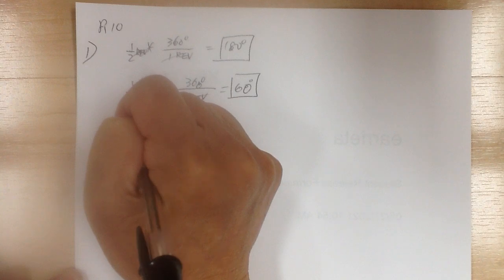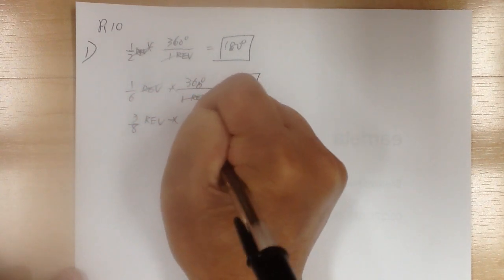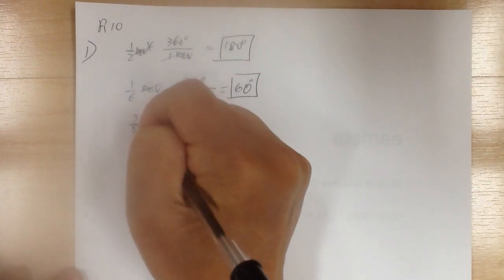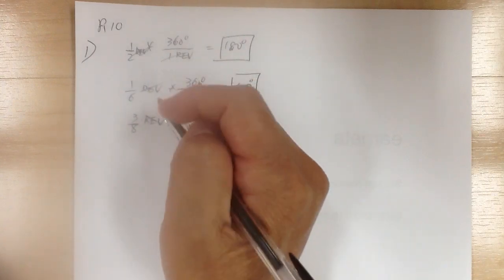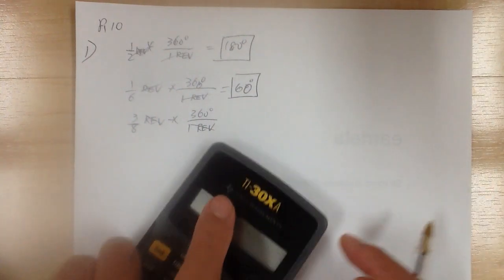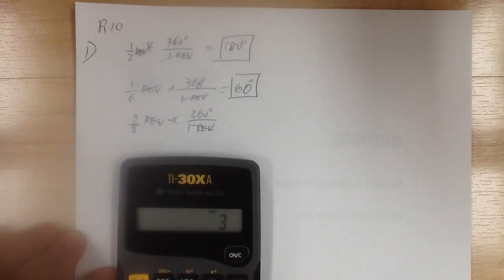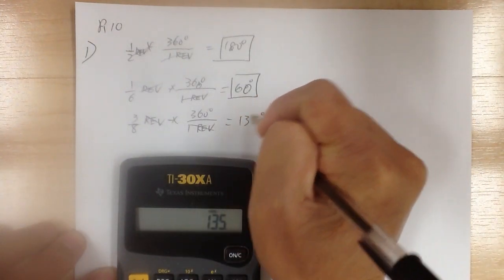And 3/8 revolution times 360 degrees for one revolution. So this will cancel out, and you can use your calculator to figure out this number over here. Okay, so 3 times 360 divided by 8, equal, so this is equal to 135 degrees.